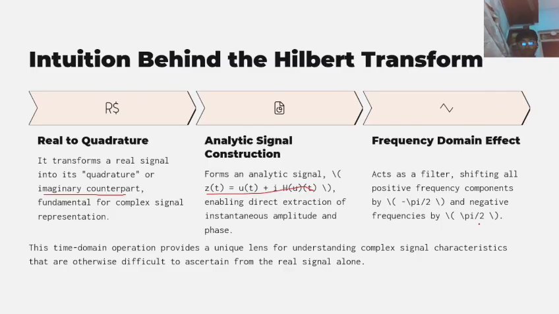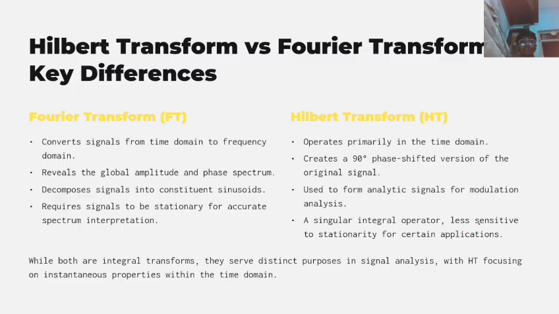Next, Hilbert transform versus Fourier transform. What are the differences between these two? As we know, the Fourier transform converts from the time domain to the frequency domain. The Hilbert transform always operates only in the time domain. Here the Fourier transform gives the global amplitude and phase spectrum, but in the Hilbert transform a 90 degree phase shift takes place.